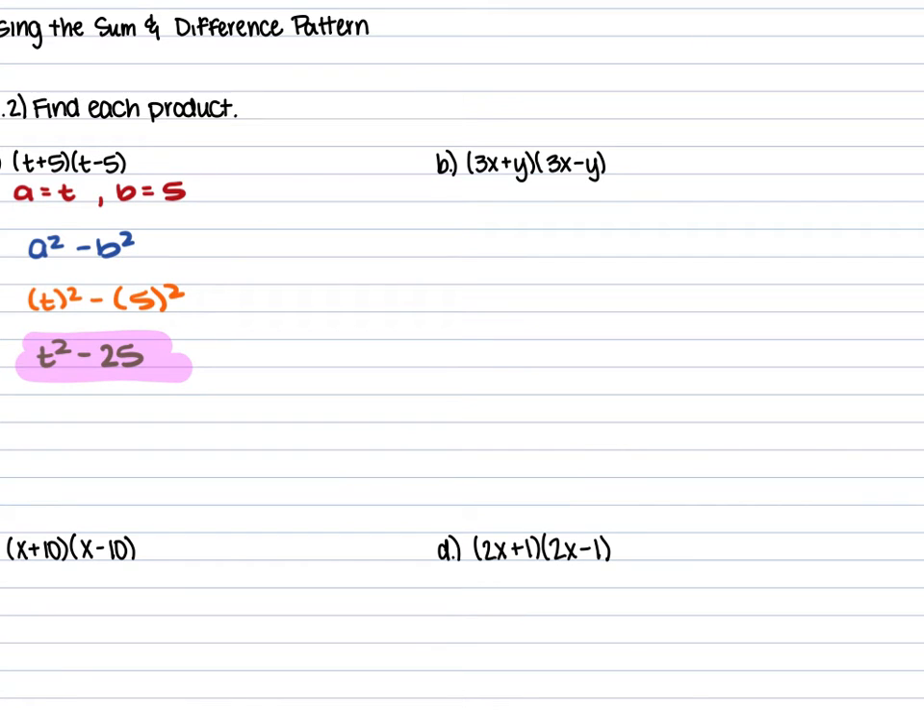For example B, we have 3x plus y times 3x minus y. So our a is going to be 3x, and our b is y. So we use a squared minus b squared. It's going to be 3x to the second power minus y to the second power. So 3x to the second power gives us 9x squared, minus y to the second power is y squared.